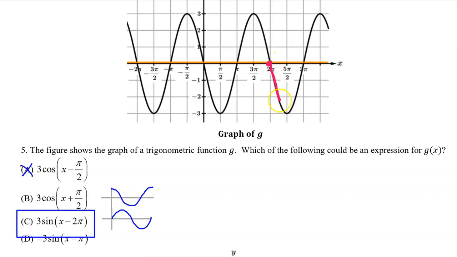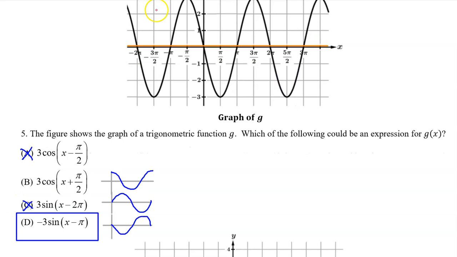If I trace out one period of the graph of g starting at pi over 2, I get an upside down sine function, not a right side up sine function, which would match option C. So option C cannot be the answer.